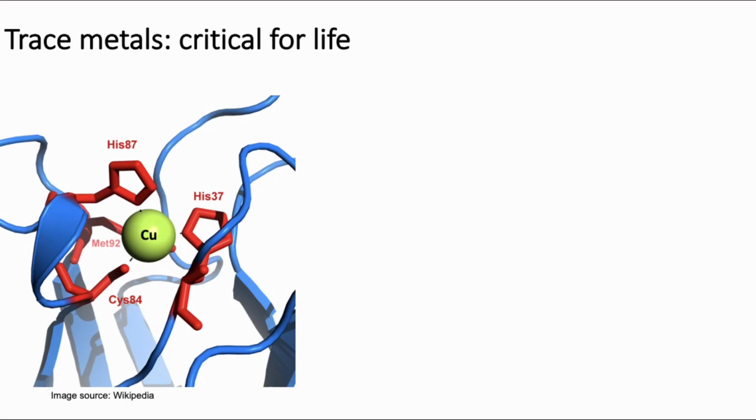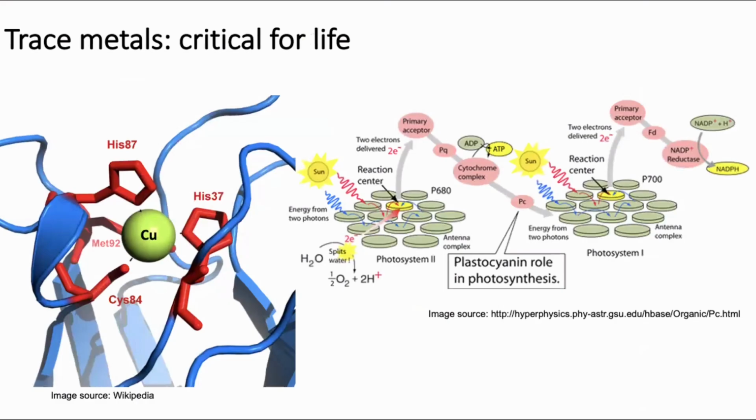Shown here is a plastocyanin molecule, which has a copper core. This is one of those metalloproteins. And plastocyanin is one of the proteins that's present in photosynthesis. So any organism that can conduct photosynthesis necessitates having plastocyanin and necessitates having copper within that metalloprotein.